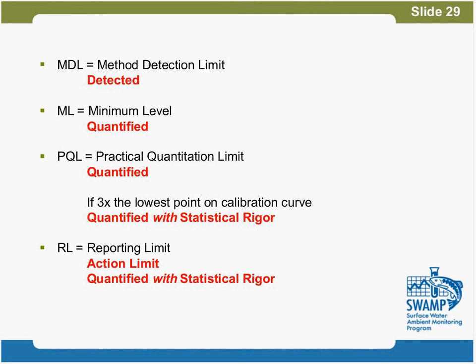And so here it is, just again in text, with MDL as detected, ML, minimum level, as quantified, PQL as quantified, bringing it up to quantify with statistical rigor. If you make it 3 times that lowest point on the calibration curve, you can also think of that as 3 times the minimum level. The minimum level is usually the lowest point on the calibration curve. And finally, our reporting limit, which is going to be based on our action limit, not set the same, but based on the data use. And it's going to be quantified with statistical rigor.